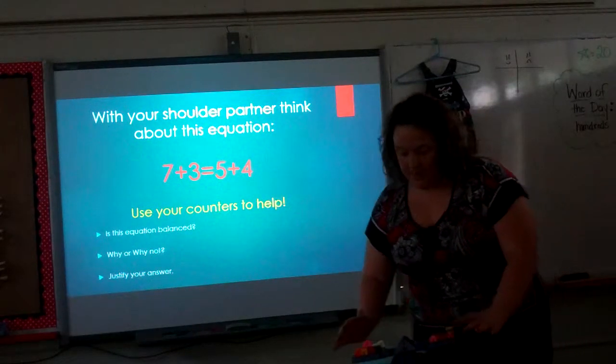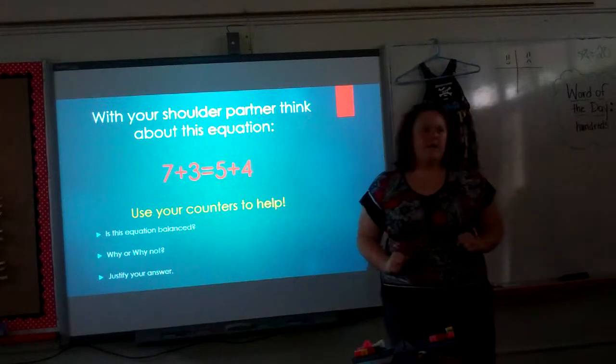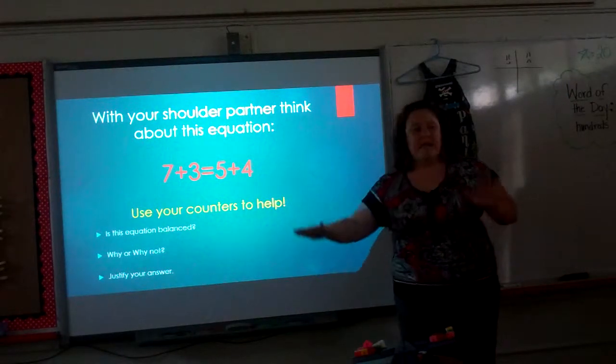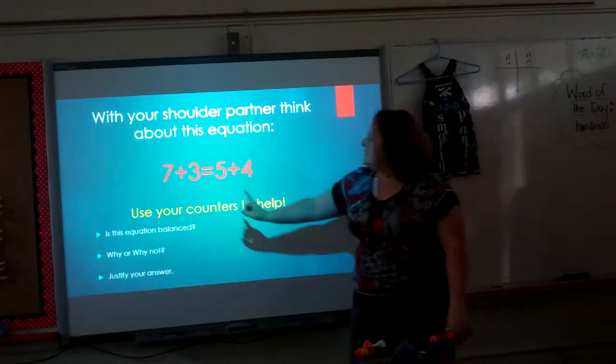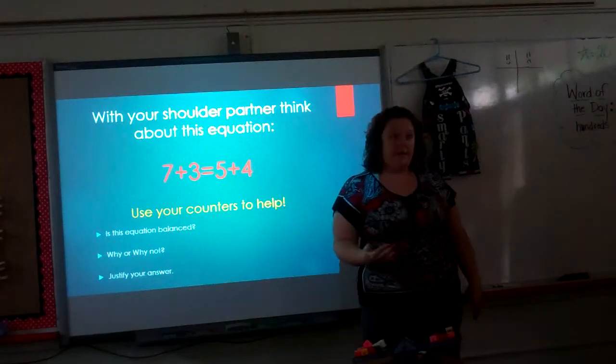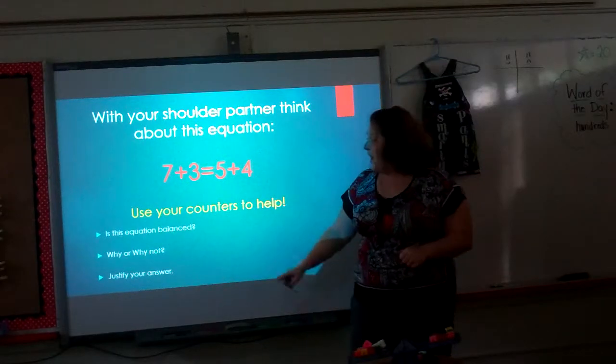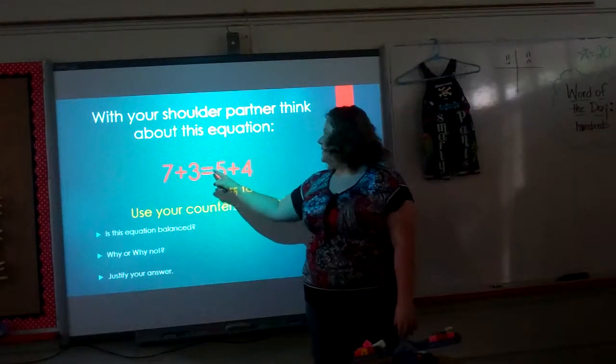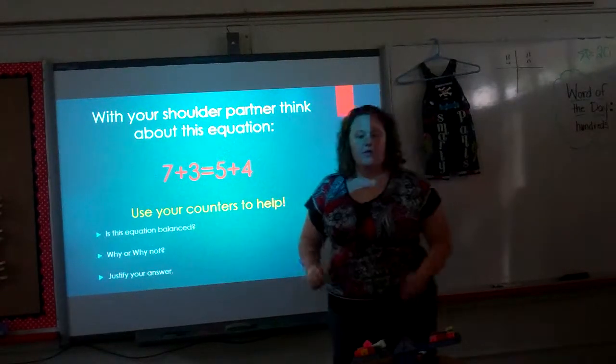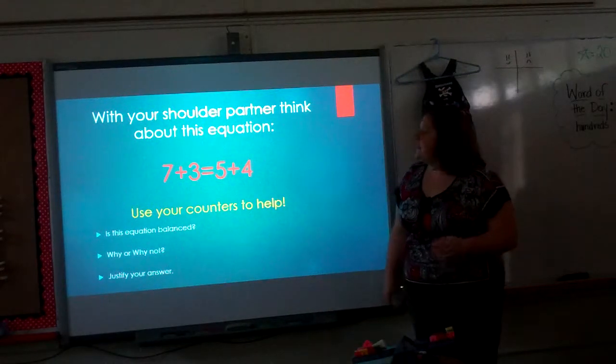Let me move all of these out of the way. Oh, my scale does not seem balanced. One side is heavier than the other. 7 plus 3 equals 10. 5 plus 4 equals 9. Therefore, my equation is not balanced because 10 does not equal 9. So my scale is accurate.